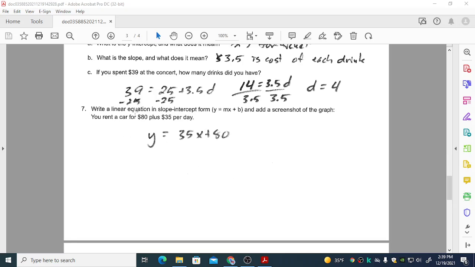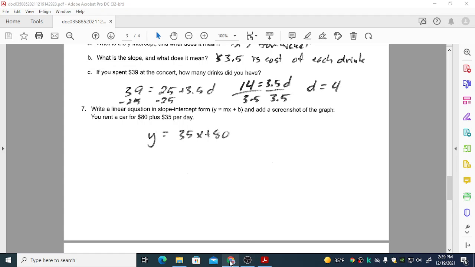Okay. Write a linear equation in slope-intercept form and add a screenshot of the graph. So you rent a car for $80 plus $35 per day. Anytime per means multiply, means every time something happens, and I could have put D here for day, but y equals 35x. So 35 is the thing that's being multiplied plus the $80. That's not going to change based on days.